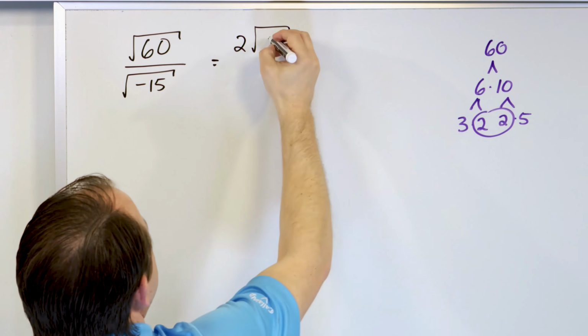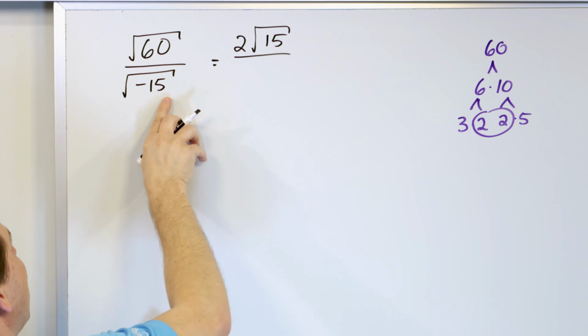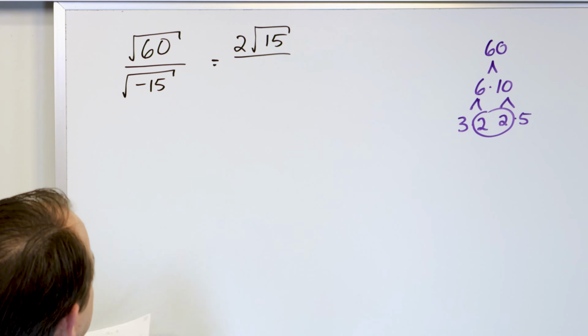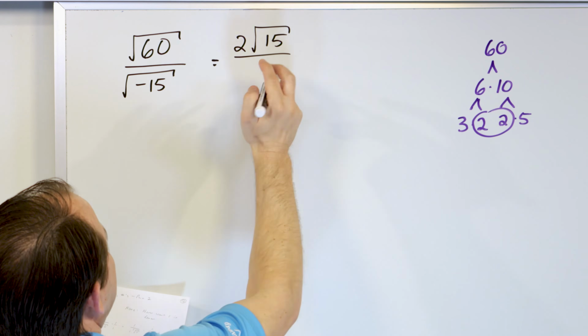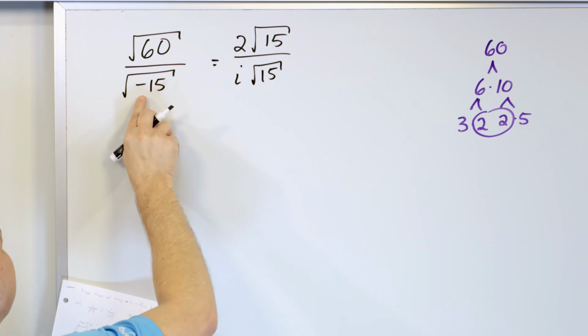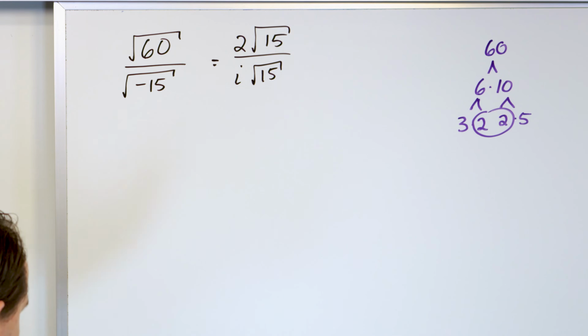3 times 5 is 15. That's what's left over, so that goes under the radical. And then I have a square root of 15, but I can't simplify it because 3 times 5 is 15, and I don't have any pairs. So I'm going to have a square root of 15 here, but I have to write an i in front because the square root of negative 1 comes out as i, and what's left over under the radical is what's left over, of course.